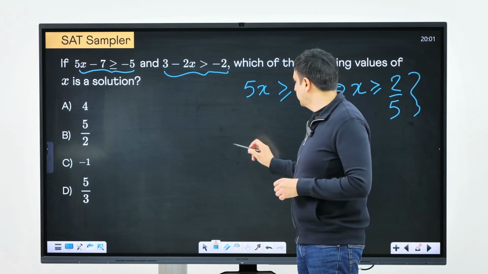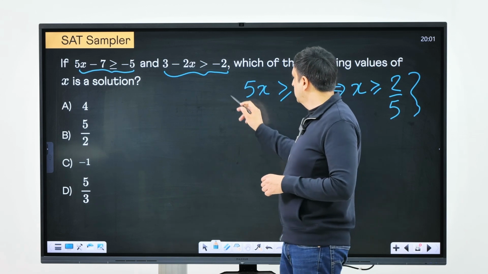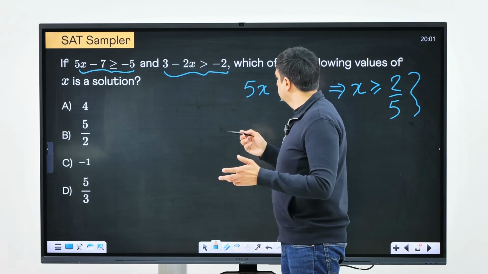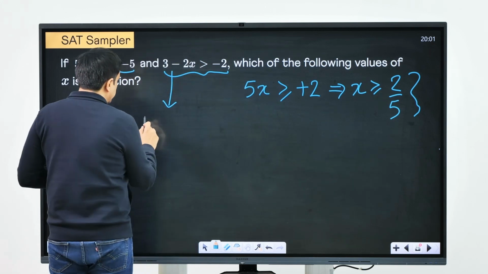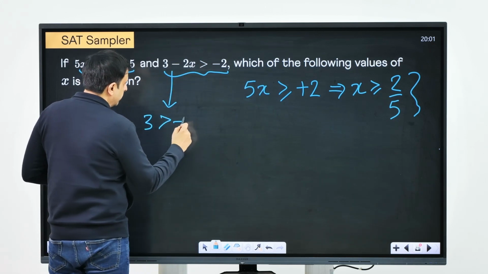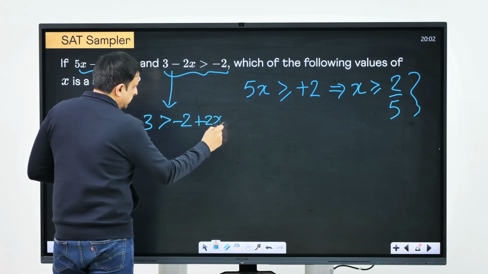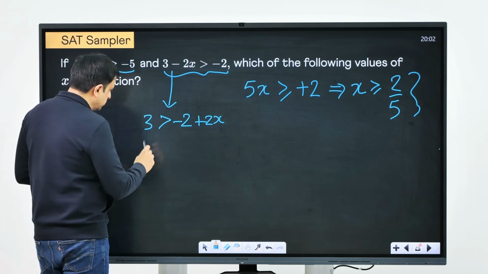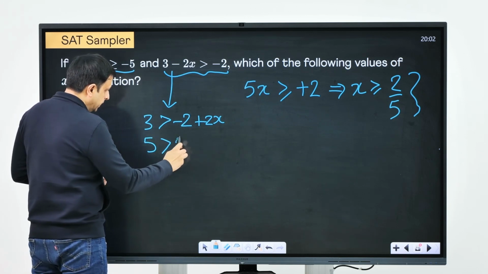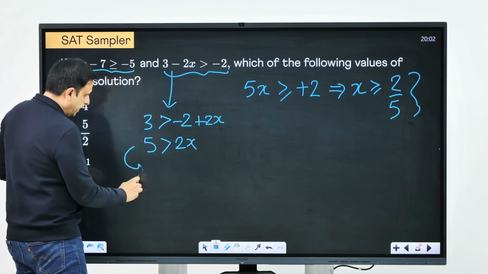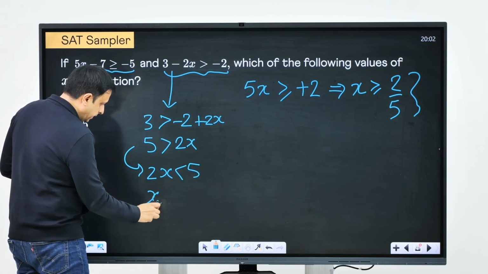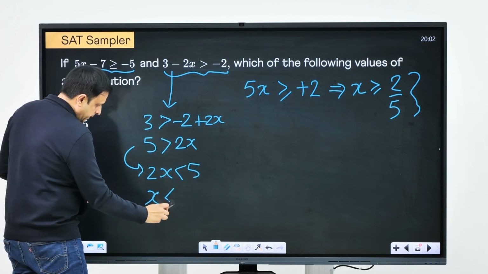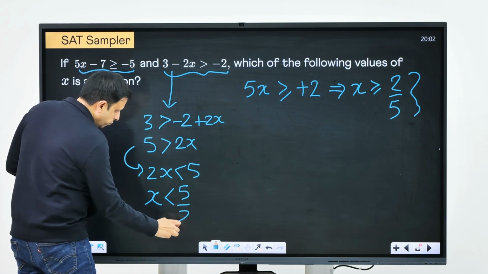second inequality. So 3 minus 2x greater than negative 2. So let's add 2x on both sides. So 3 greater than negative 2 plus 2x. Now let's add 2 on both sides. So we get 5 greater than 2x, which I can write as 2x less than 5, or if I divide both sides by 2, I get x less than 5 over 2.